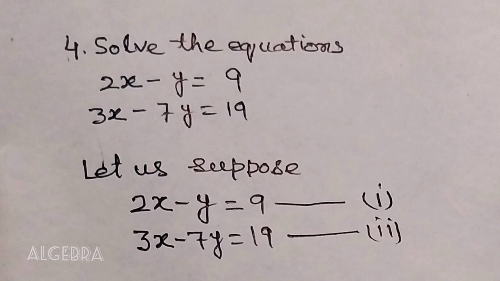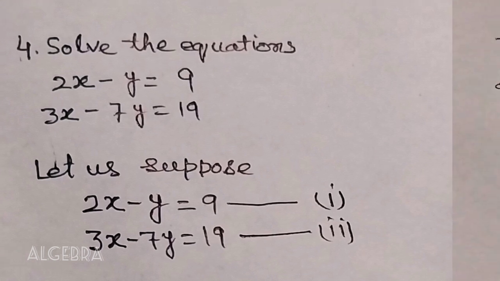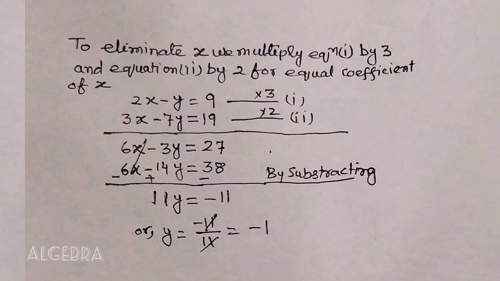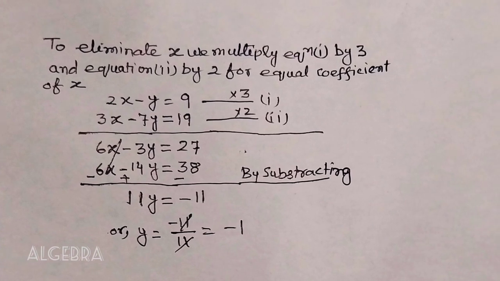Let us suppose 2x minus y is equal to 9, equation 1, and 3x minus 7y is equal to 19, equation 2. To eliminate x, we multiply equation 1 by 3 and equation 2 by 2 for equal coefficient of x. 2x minus y is equal to 9 multiplied by 3 and 3x minus 7y is equal to 19 multiplied by 2. 6x minus 3y is equal to 27 and 6x minus 14y is equal to 38.